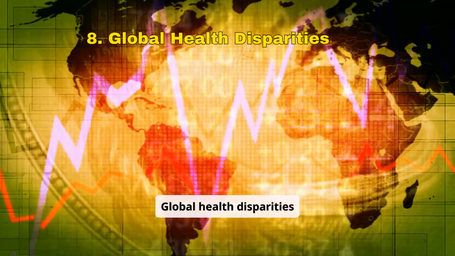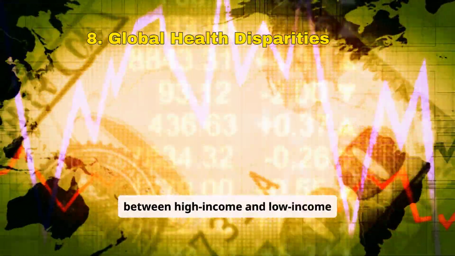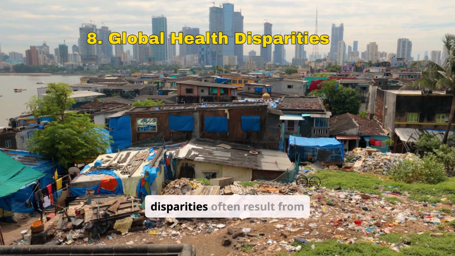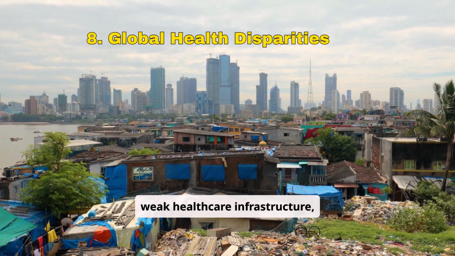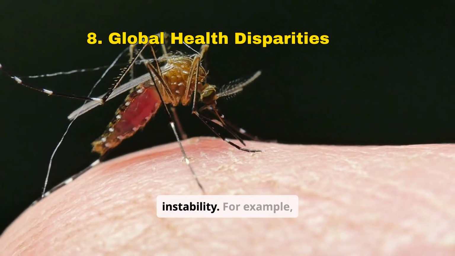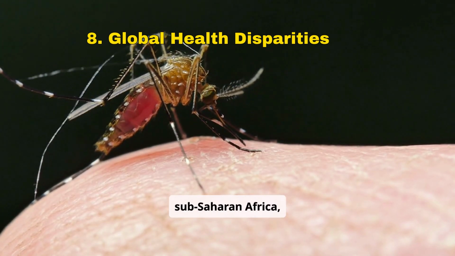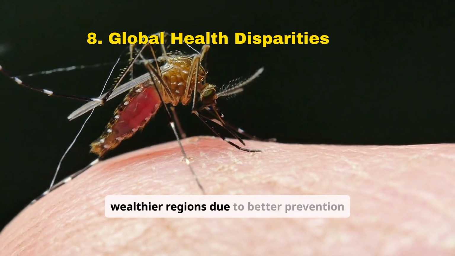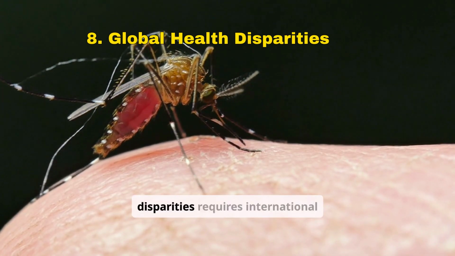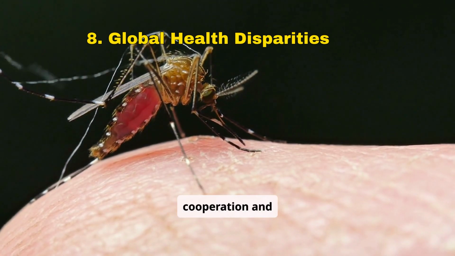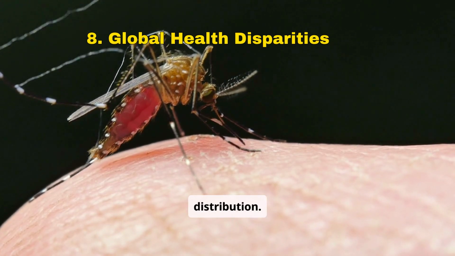Global health disparities focus on the differences in health outcomes and healthcare access between high-income and low-income countries. These disparities often result from economic inequality, weak healthcare infrastructure, and political instability. For example, malaria remains a leading cause of death in sub-Saharan Africa, while it is nearly eradicated in wealthier regions due to better prevention and treatment options. Addressing global health disparities requires international cooperation and investments in global health initiatives like vaccine distribution.